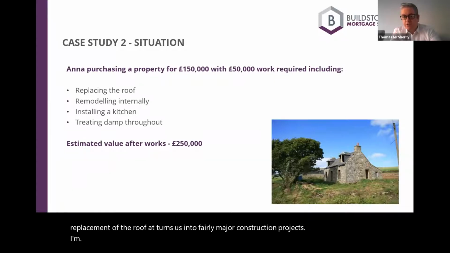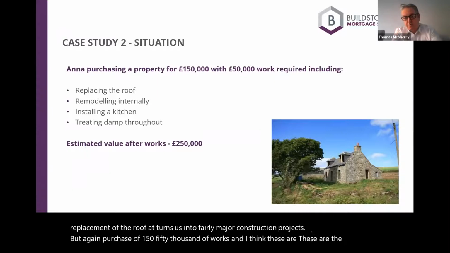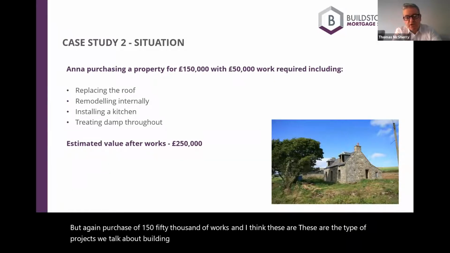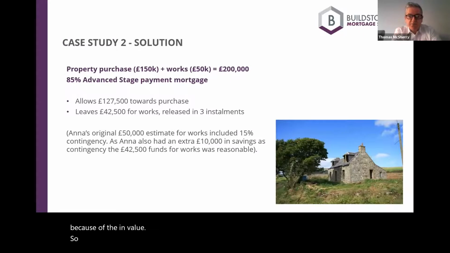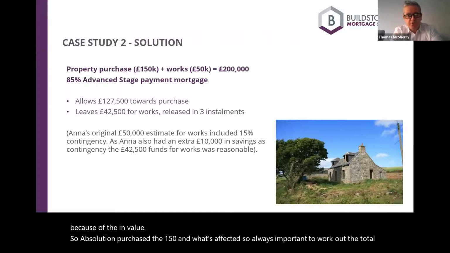But again, a purchase with £50,000 of works. And I think these are the type of projects where we talk about building in a healthy contingency, but very much worthwhile doing because of the end value. So the solution: it was purchased at £150,000 and works of £50,000. So it's always important to work out the total project costs, £200,000.